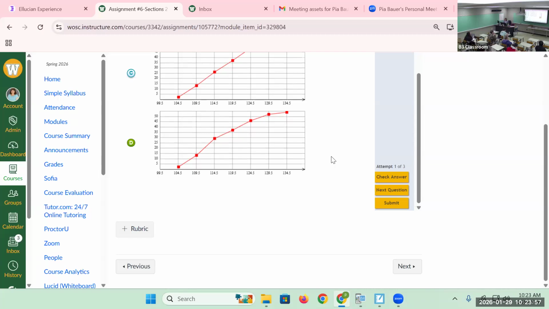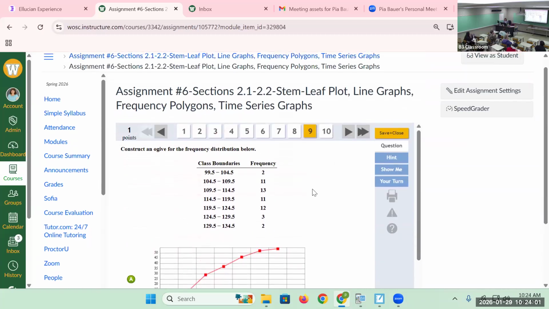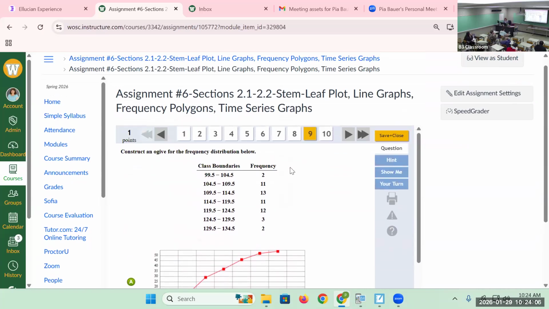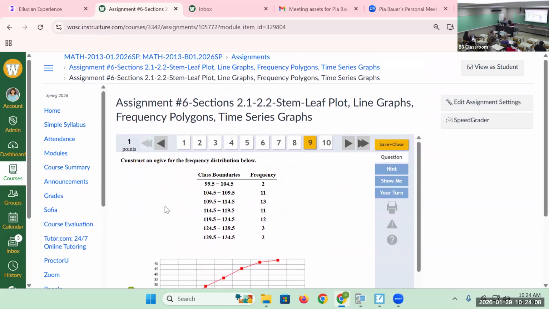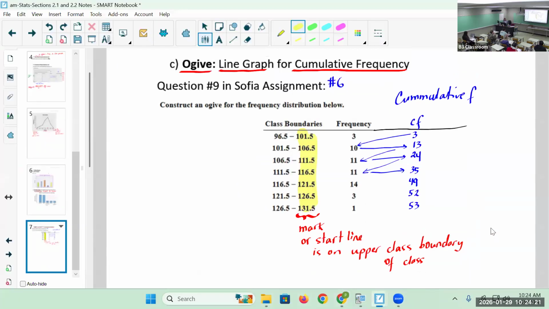Any questions about this? So some of your exercises is where you're given the graph, the type of graph, and you have to decide which one is the correct choice. But you have to know some of the rules. And the rule here is that an ogive is, that's why I asked you to write this in here, even though I knew it's going to change, that an ogive is a line graph for cumulative frequency.